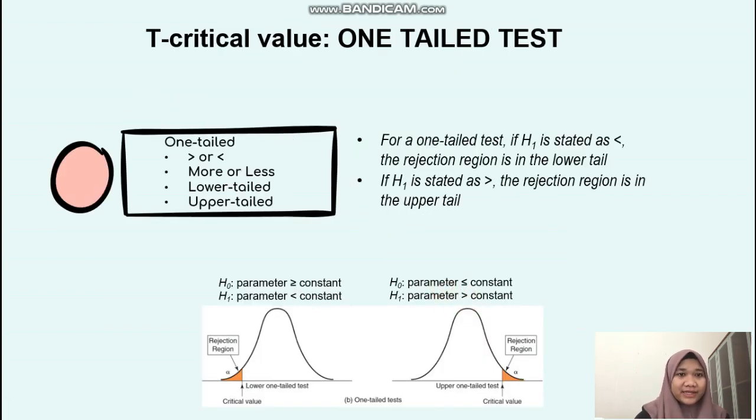So for the critical value, there are two types, which are the one-tail test and the two-tail test. First of all is the one-tail test. A one-tail test is used to determine whether the amount of data is larger than or less than, on the lower tail or the upper tail. This is an example for the one-tail test. This is the rejection area for the lower one-tail test, and this is the rejection area for the upper one-tail test.